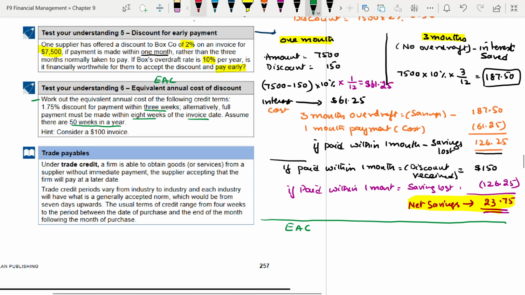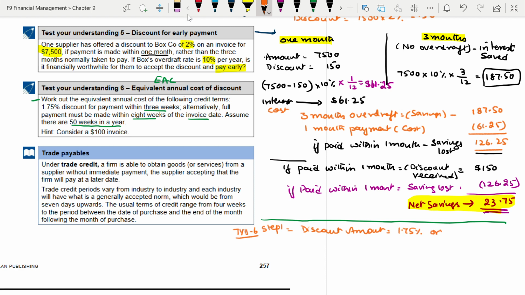Now what we have to do? We have to make it very clear. First, we have to take what the amount is. I will put it as Step 1. Test your understanding 6. Step 1: what is the discount amount? Discount amount is going to be how much?